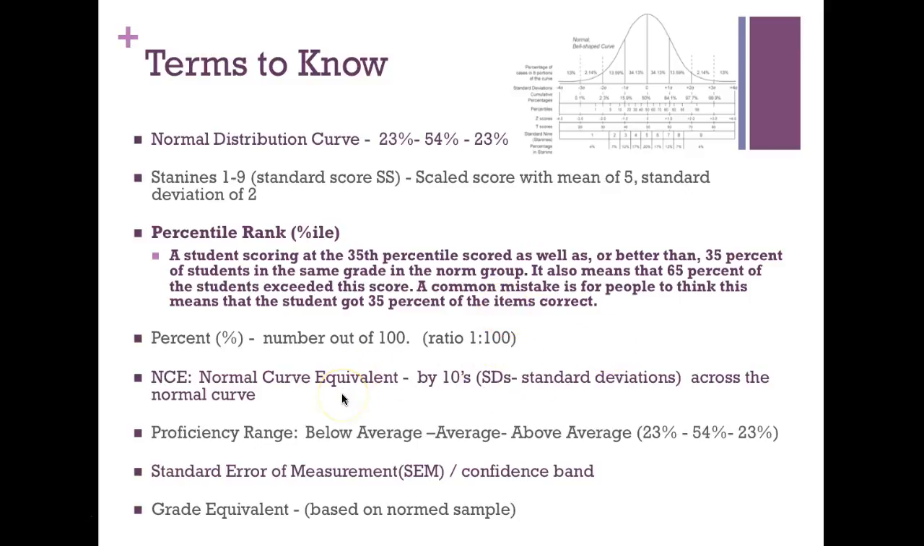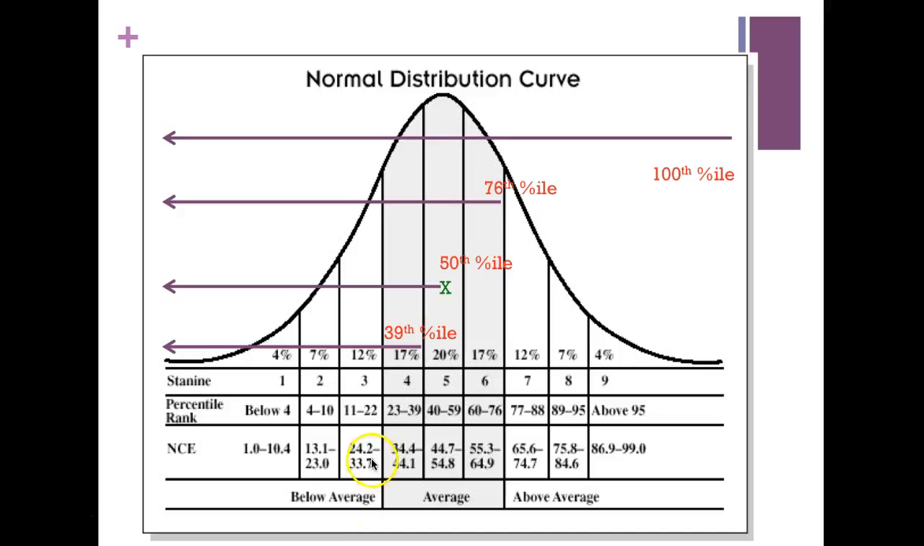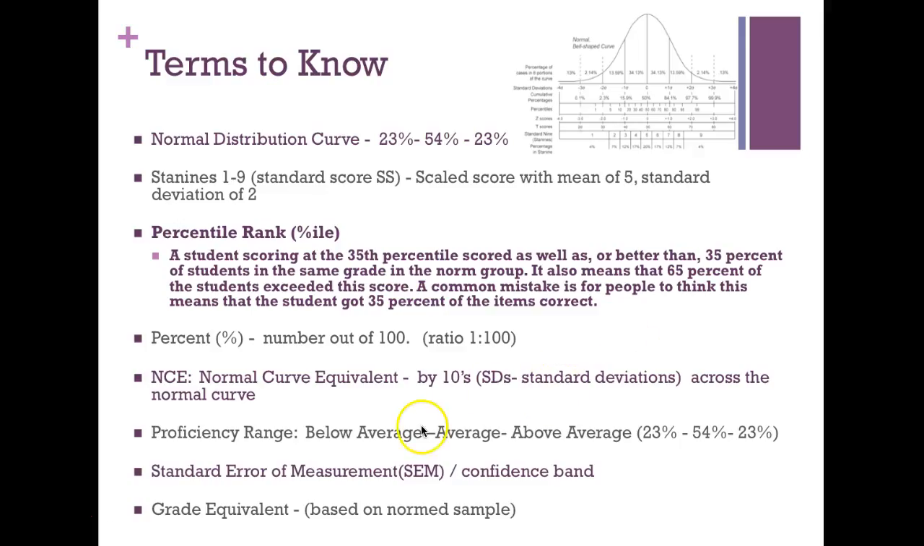The normal curve equivalent goes by tens. It's not much different than a standard. It's just numbered differently, and it gives you more specific information. You can see that you have points of difference between each level of normal curve equivalent. Proficiency range, you just saw that one, and it's basically below average, average, and above average. Standard error of measurement is a confidence band, and grade equivalent is based on a norm sample.